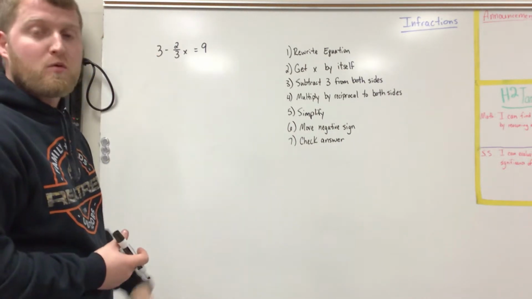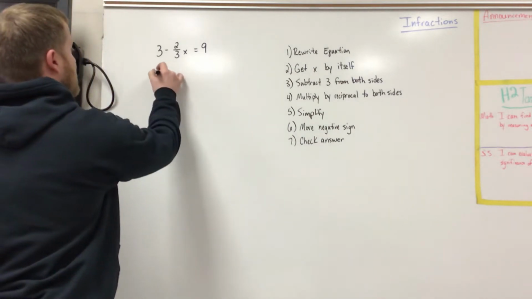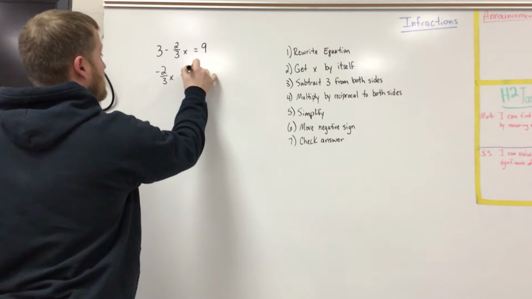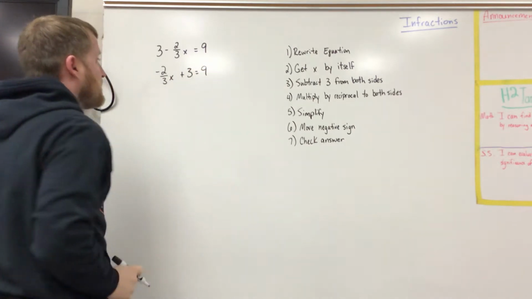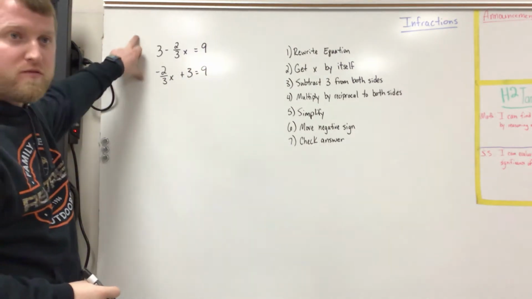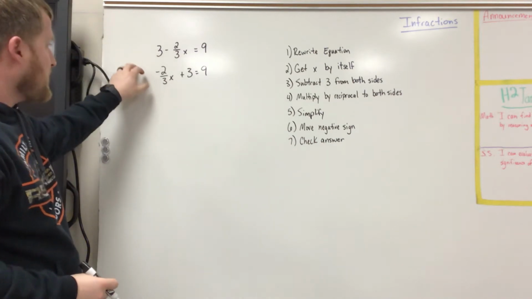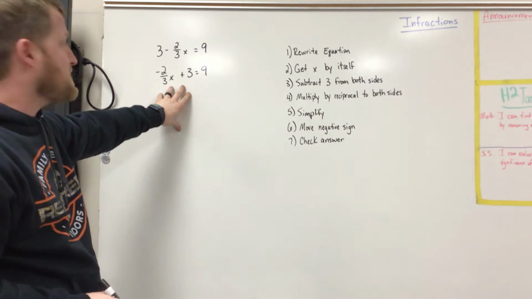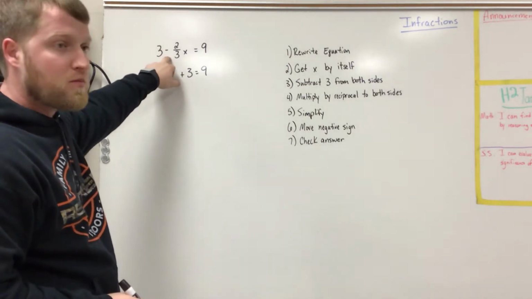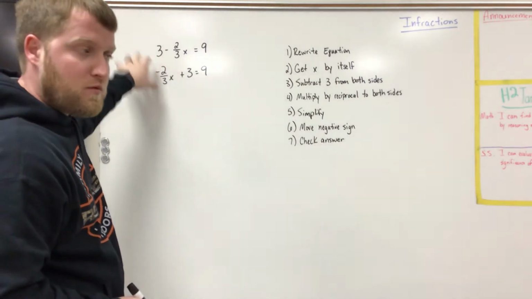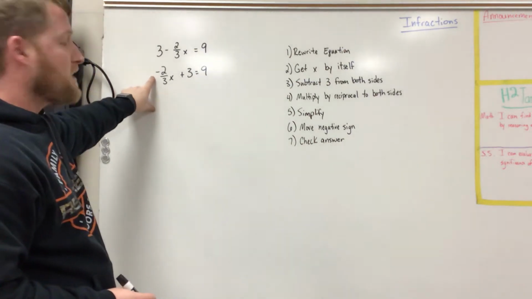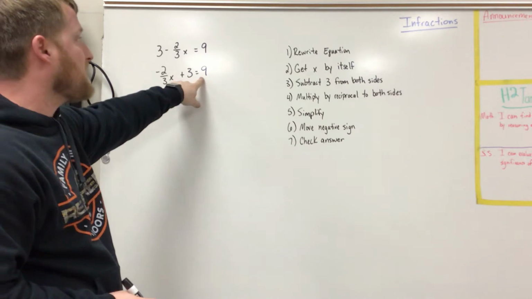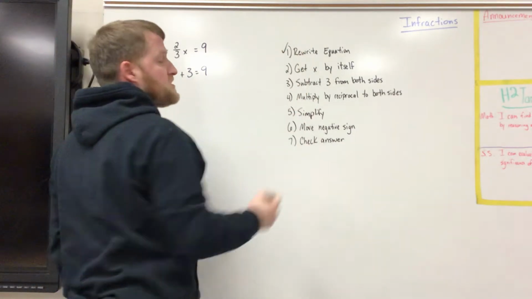So I'm going to rewrite this equation as negative 2/3 x plus 3 equals 9. These two are the same thing; they're equivalent. We write this using the commutative property, in that the signs stay with the term as we move everything around. So negative 2/3 times x plus 3 equals 9. Now we rewrote the equation, so we're good there.